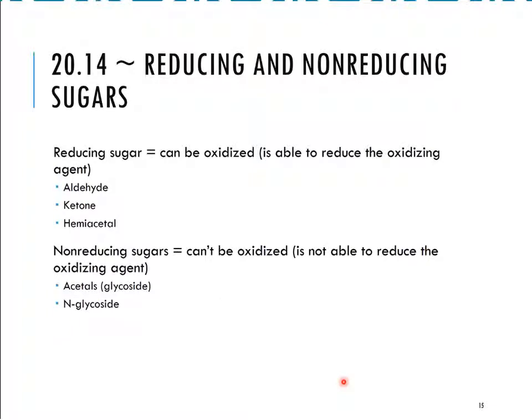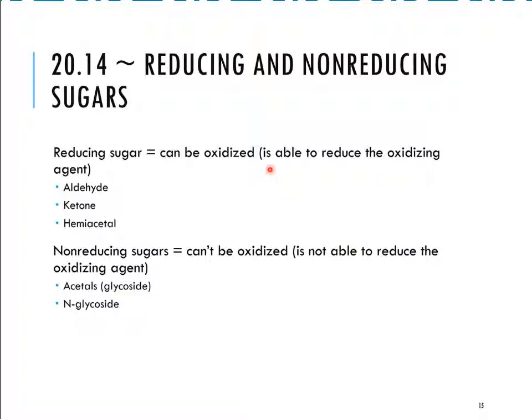Couple more labels. We can label our sugars, our carbohydrates, as either reducing sugars or non-reducing sugars. These are kind of generic labels. It's also something that gets used in biochem, not really organic chemistry. The definition of a reducing sugar is something that can be oxidized, and the definition of a non-reducing sugar is something that can't be oxidized. We know that if something's oxidized, something else has to be reduced. So if it can't be oxidized, then it's not able to reduce the oxidizing sugar. That's why it's called a non-reducing sugar, because it's not capable of being a reducing agent.